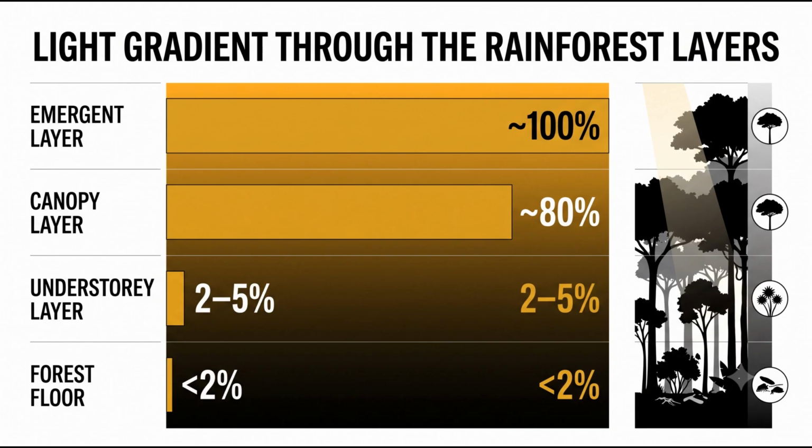That is a more dramatic reduction in light than you would find going from the surface of the ocean to 60 meters depth. And this gradient drives everything. Why different species live in different layers, why plants in the understory have enormous leaves, why the forest floor has almost no photosynthesizing plants. The light is simply not there. The canopy has taken almost all of it.